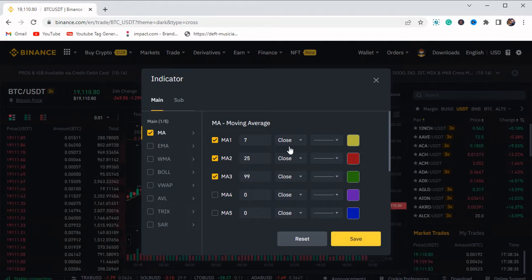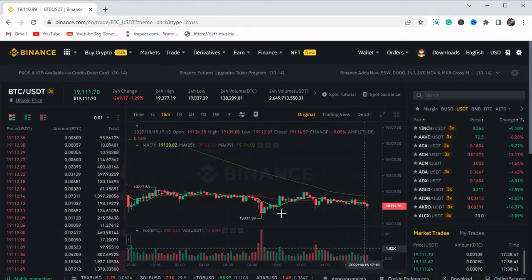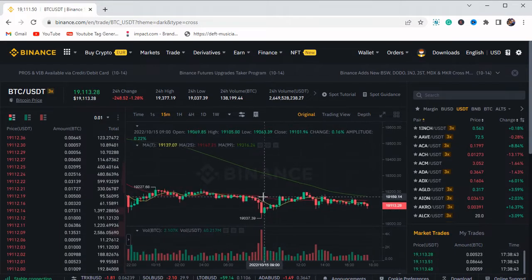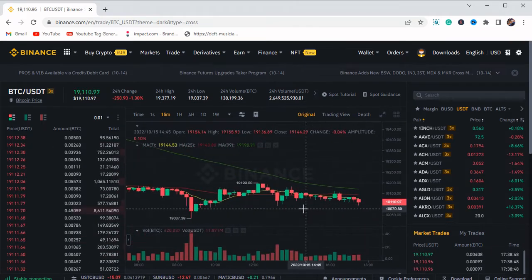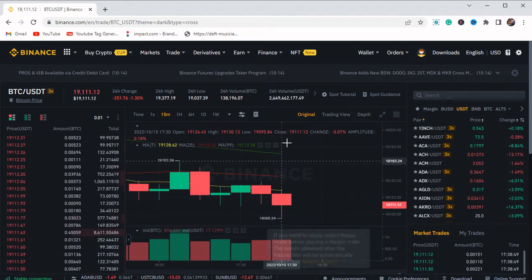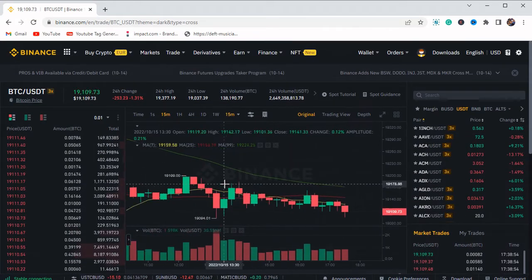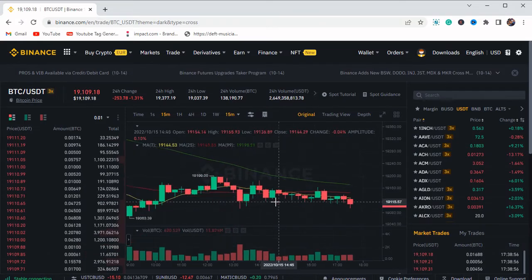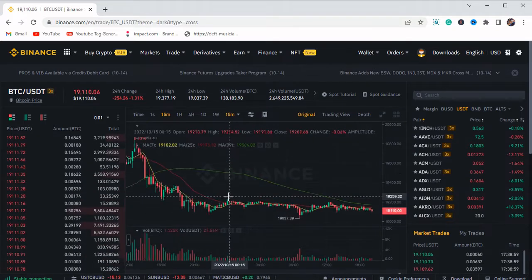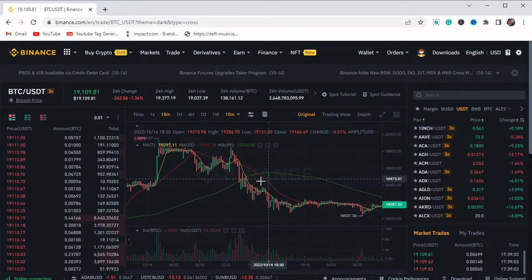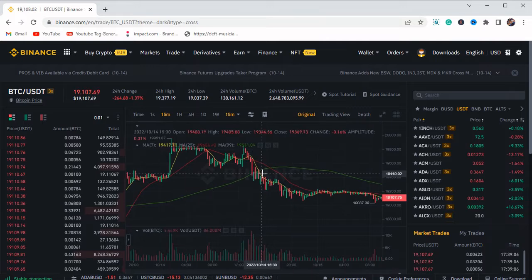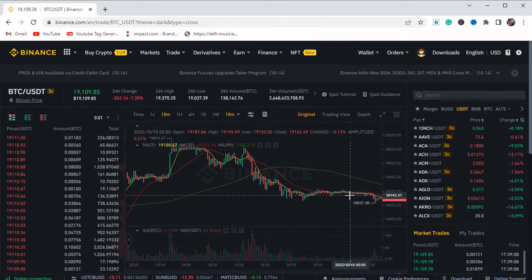So we have just entered the moving averages. Now you guys can see the moving averages have changed. We only buy when the moving averages are below the candlesticks. Right now the moving averages are above the candlesticks, so we sell. You can see here the moving averages were above the candlesticks, so we started selling.